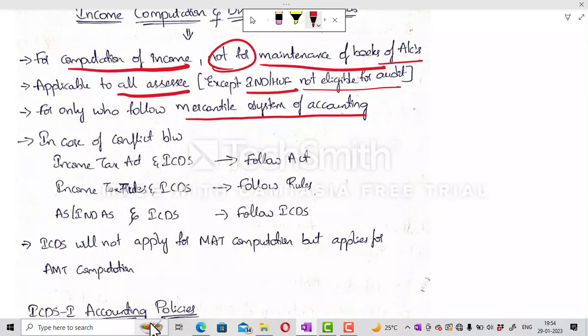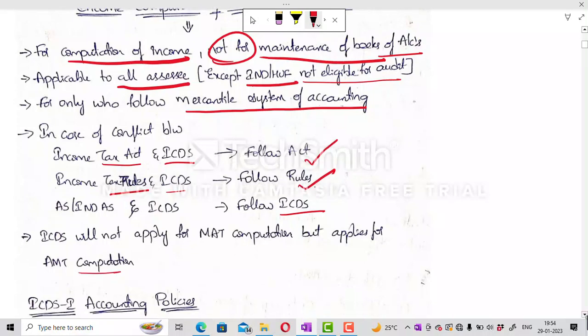So what is a conflict? If the Income Tax Act is telling one thing and ICDS is telling another, what should we follow? Income Tax Act only we have to follow. Income Tax Rules tell, if there is a conflict between rules and ICDS, then follow the rules. But if there is a conflict between AS or Ind AS and ICDS, we should follow ICDS. ICDS will not apply for MAT computation, but applies for AMT computation. Remember this point.